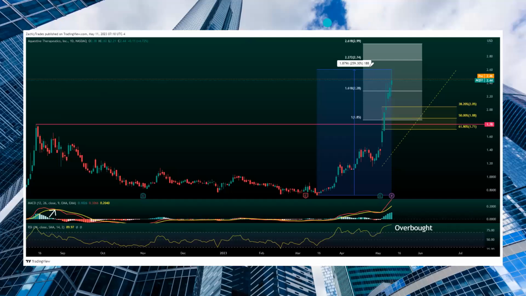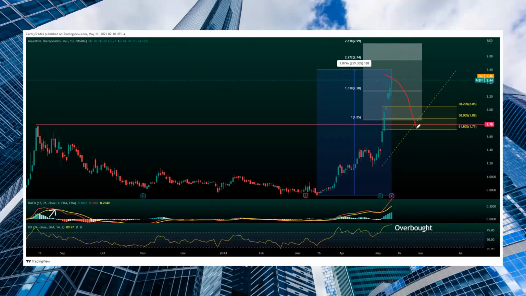We're going to go over a stock that has run up over 250% since really the middle of March to now. And that stock is AQST. This is Aquestive Therapeutics. It's been highly requested as it's been running up really large. I'm going to go over the bullish price targets we have in case it wants to continue pushing to the upside, as well as the major support levels we need to hold.